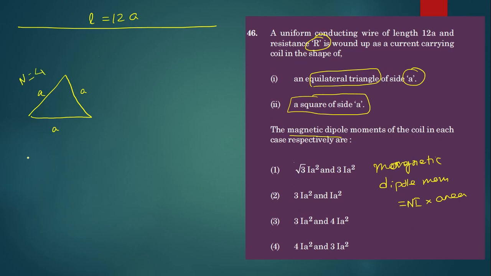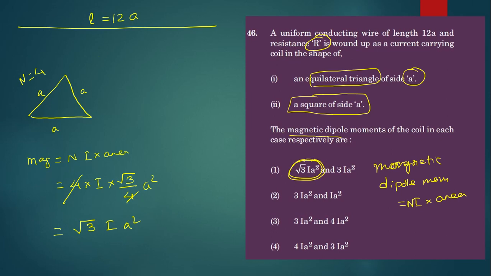So what will be the magnetic moment? The magnetic moment is equal to n multiplied by the amount of current multiplied by area. So n is 4 multiplied by current. What is the area? The area of an equilateral triangle is root 3 by 4 a square, the side squared. So this will be equal to root 3 i a square. So for the triangle, this is the magnetic moment. Only this option contains this answer. So option 1 is the correct answer. Again, you can perform the same for the square as well to calculate. Let's proceed.